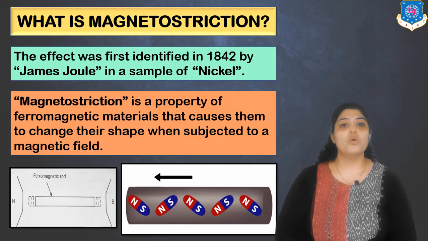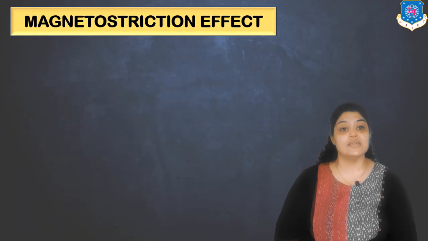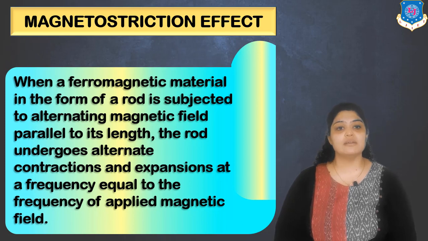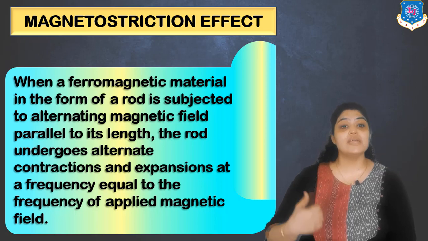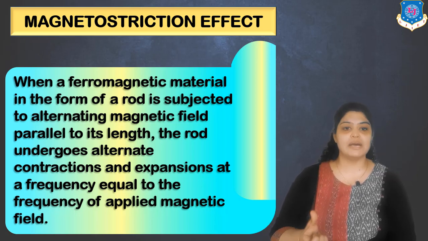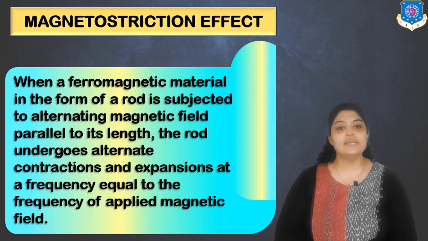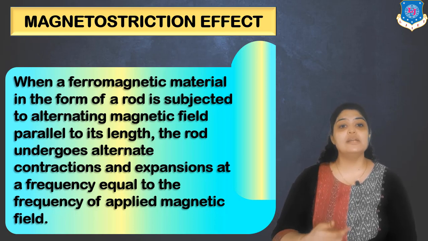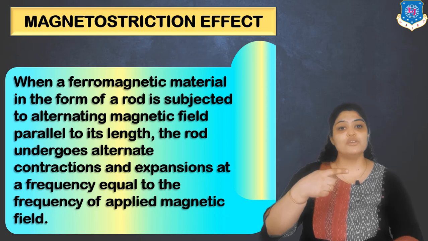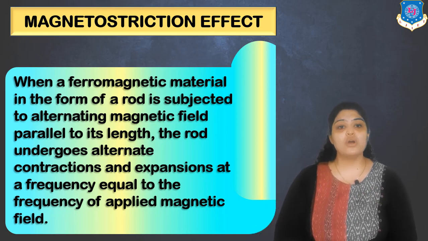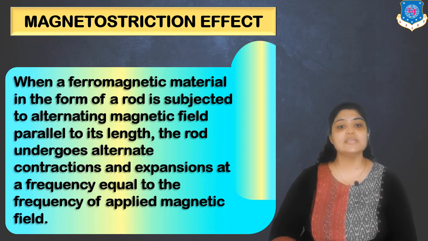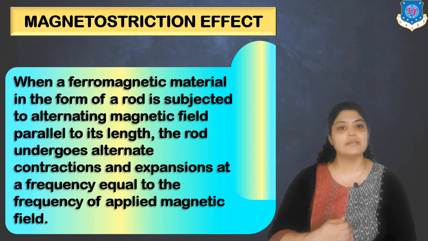Coming on to what the magnetostriction effect is. The definition: when a ferromagnetic material in the form of a rod or a bar is subjected to an alternating magnetic field which should be parallel to its length, suppose this is the rod, this should be the magnetic field, they both should be parallel to each other, the rod undergoes alternate contractions and expansions at a frequency which is equal to the frequency of the applied magnetic field.